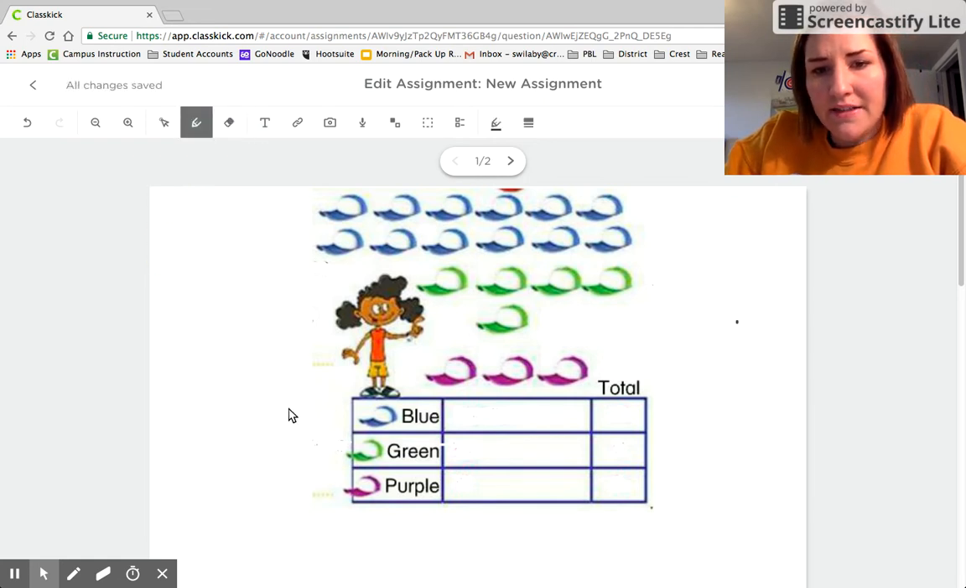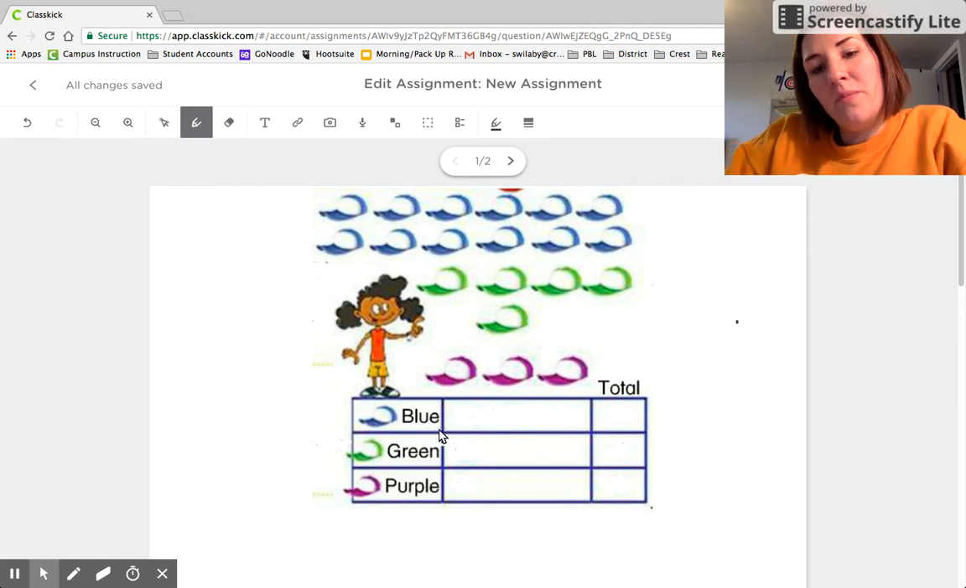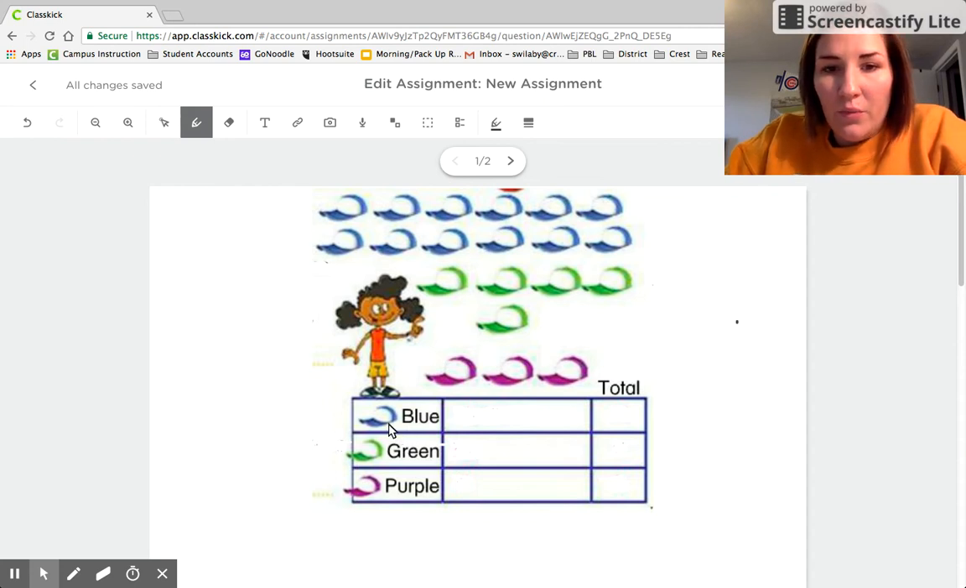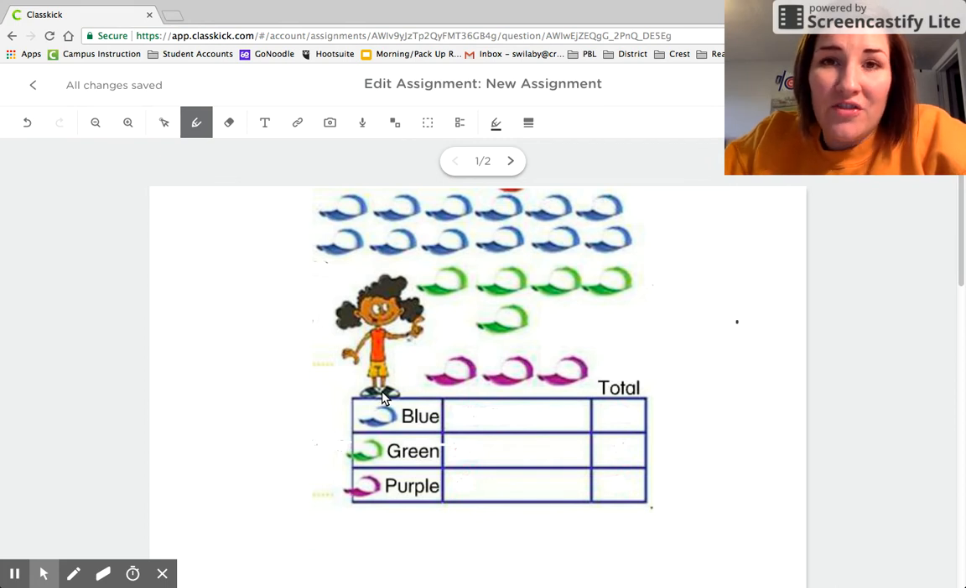Let's take a look at a tally chart. So if I'm doing a tally chart, what you'll see is that off to the side there will be labels of the information that you're collecting on your tally chart. So in this particular one, we are looking at this young lady, and she has a hat collection of quite a few hats. And so we're going to see how many hats she has of each color.